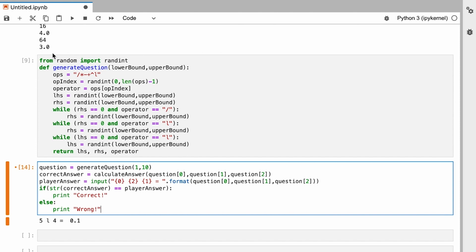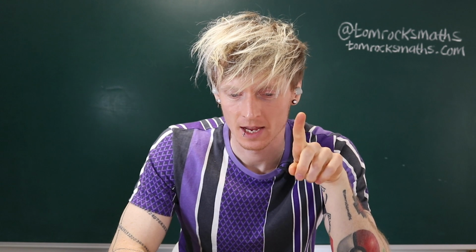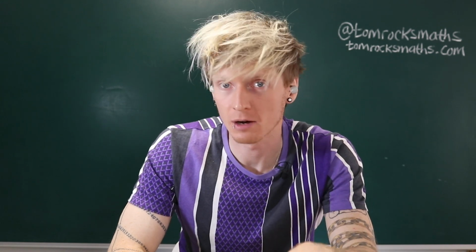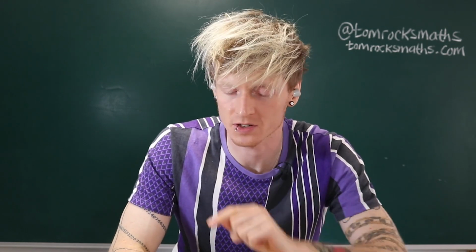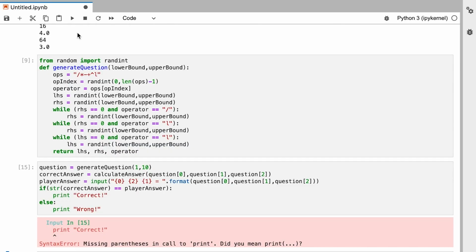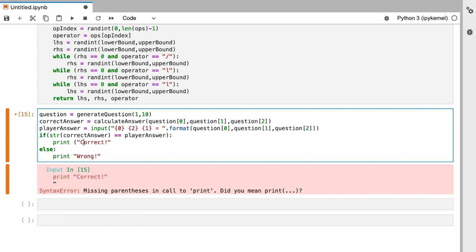Okay, and what we've done there is a nice little bit of explanation. The correct answer is the output from calculate answer, and we have to turn that into a string first to make sure they're the same. So that was very interesting. So I've noted that. So now if I run this, it doesn't, so I need to just make sure my prints are in brackets. That's very silly of me. And then we should be able to run this, and I should be able to get a question.